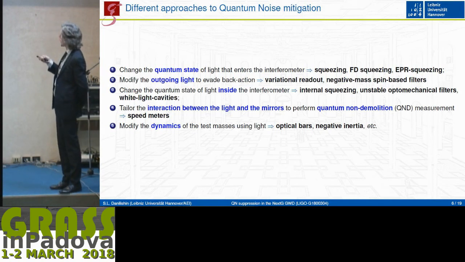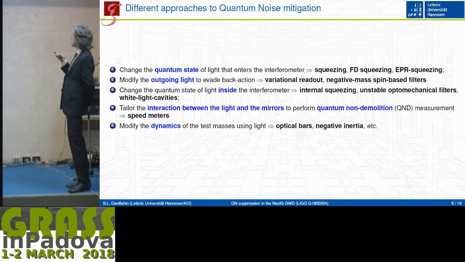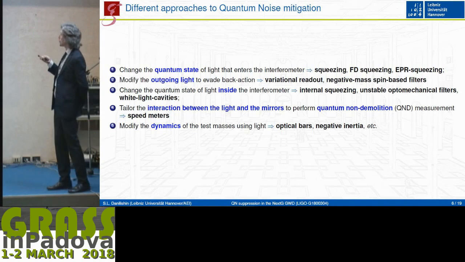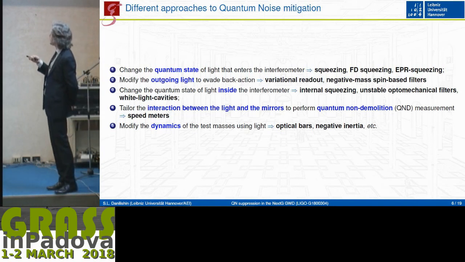Then, you can modify the outgoing light. So basically, you just manipulate the light which is going outside of the interferometer in an optimal way by measuring the right quadrature of it at different frequencies. This means that there are two different techniques. The variational readout, also quite old and known well since 2000, and this new fashionable thing, the negative mass spin-based filters. I will briefly talk about it if I have time.